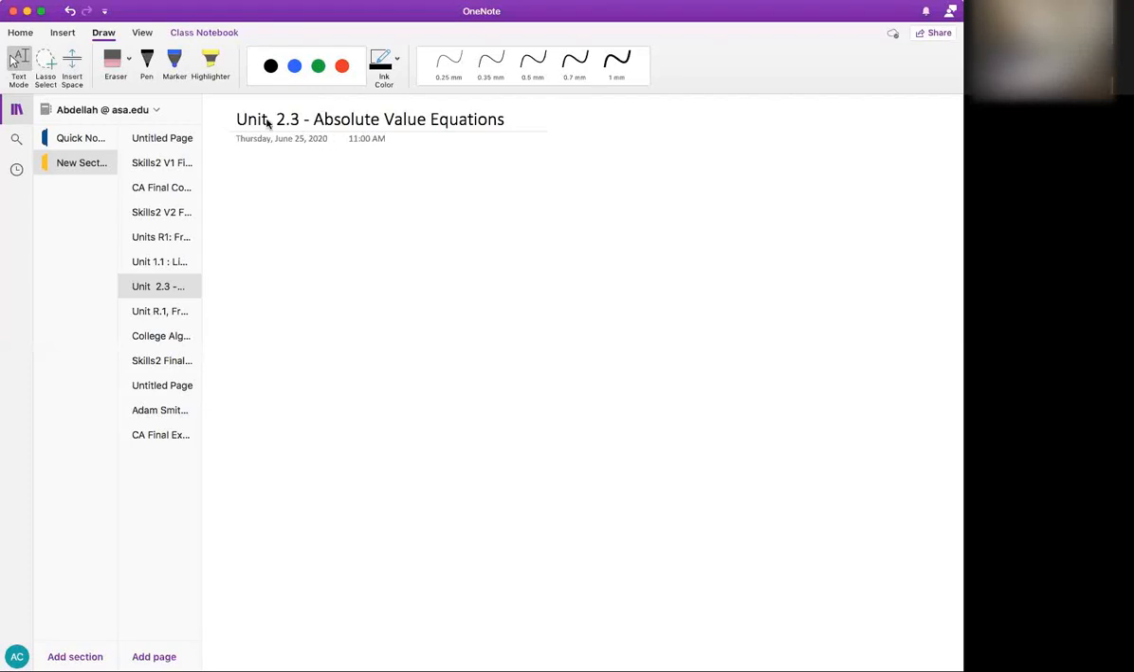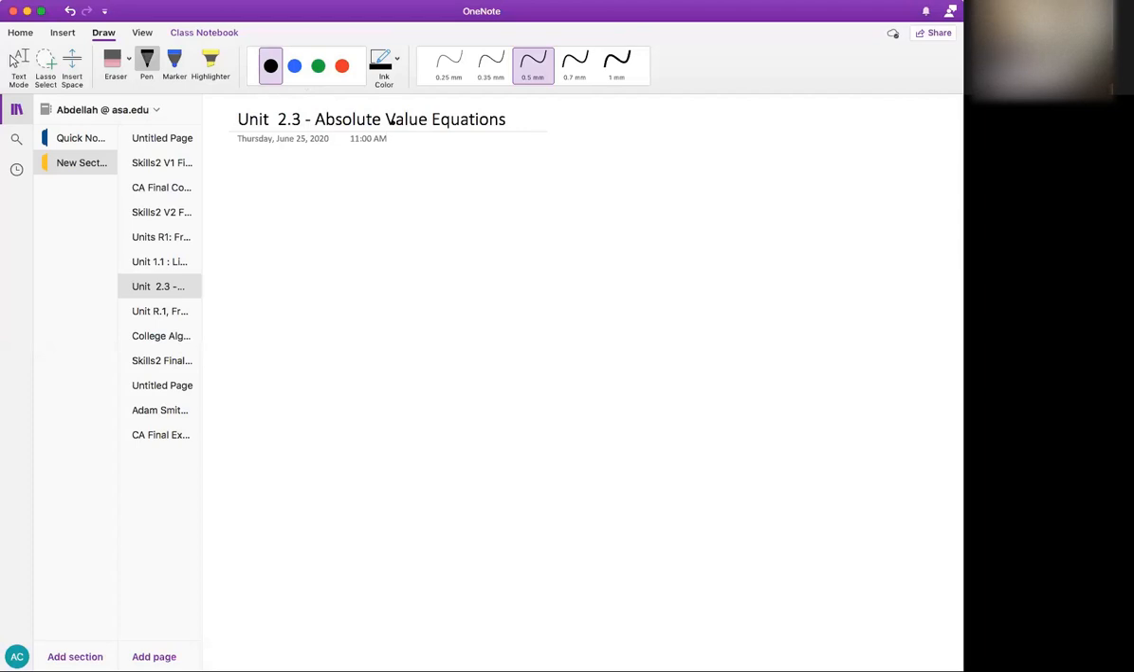So today we're doing unit 2.3 from the syllabus. That's absolute value equations. We've talked about absolute value a little bit in the first class. Today we're going to use it to introduce another type of equations, absolute value equations.